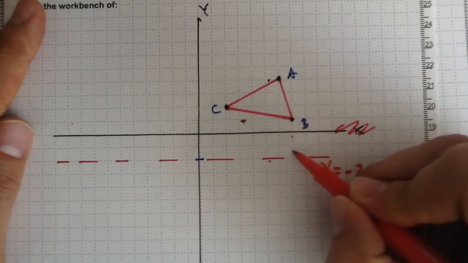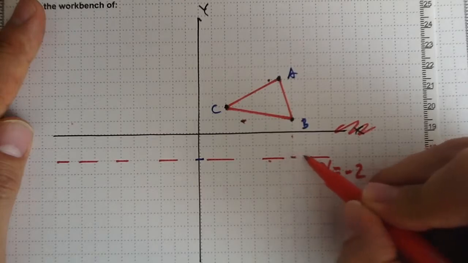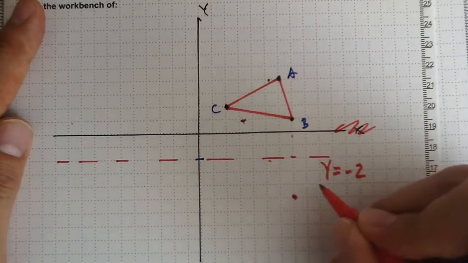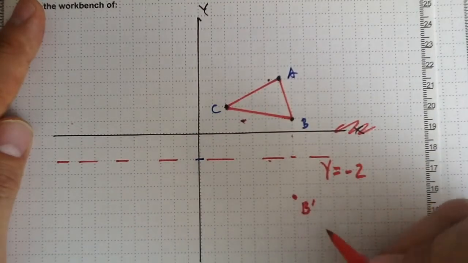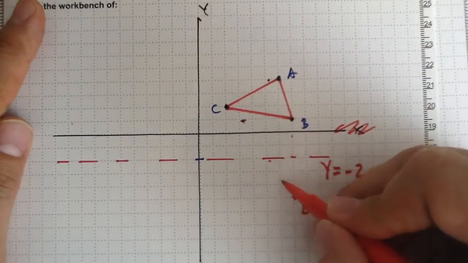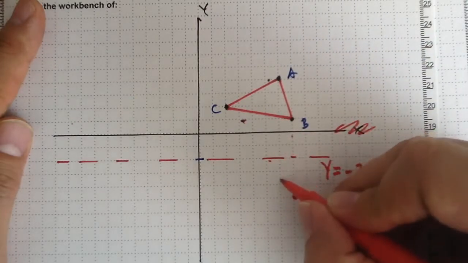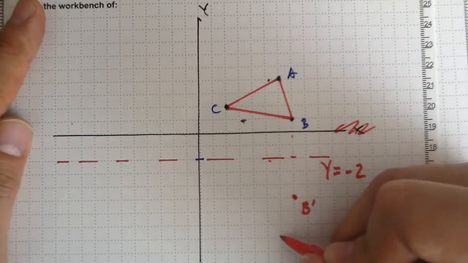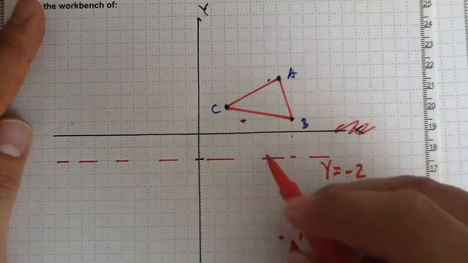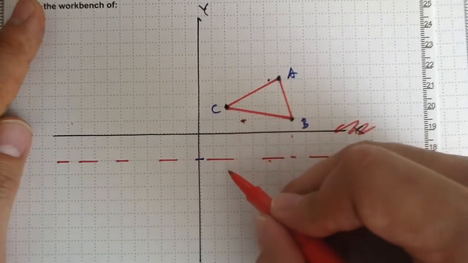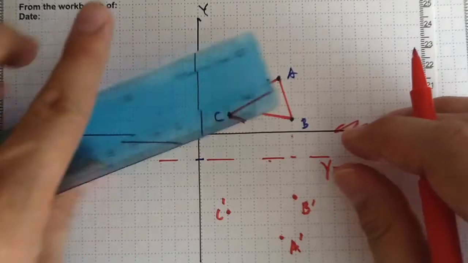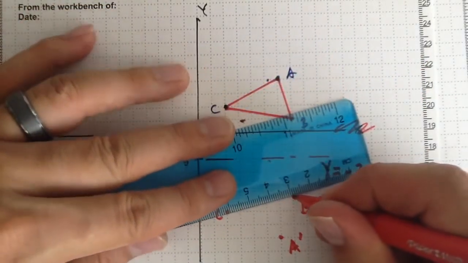So it's 1, 2, 3 spaces away from this point in our line of reflection. So I'm going to go 1, 2, 3 spaces the other direction, and that's B prime. A is 1, 2, 3, 4, 5, 6 spaces away. So down here I'll go 1, 2, 3, 4, 5, 6 spaces. And then C is 1, 2, 3, 4 spaces away, so I'll go 1, 2, 3, 4 spaces this way. And so it's still the same thing.